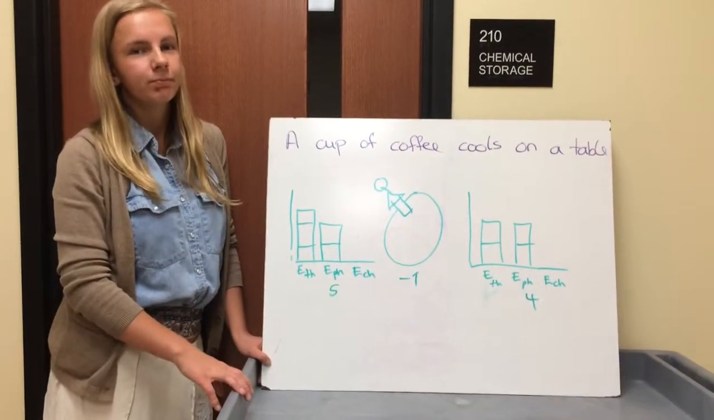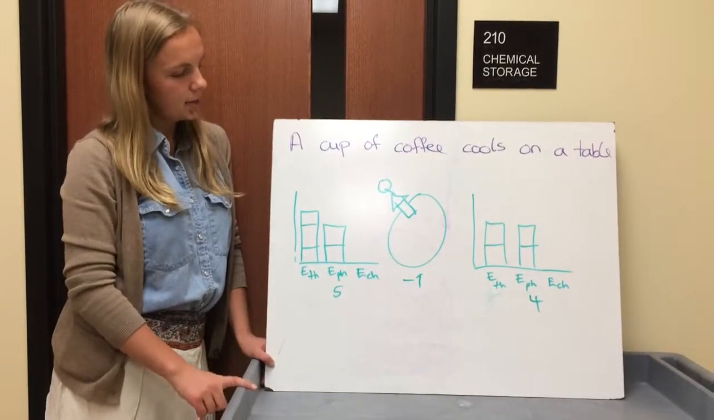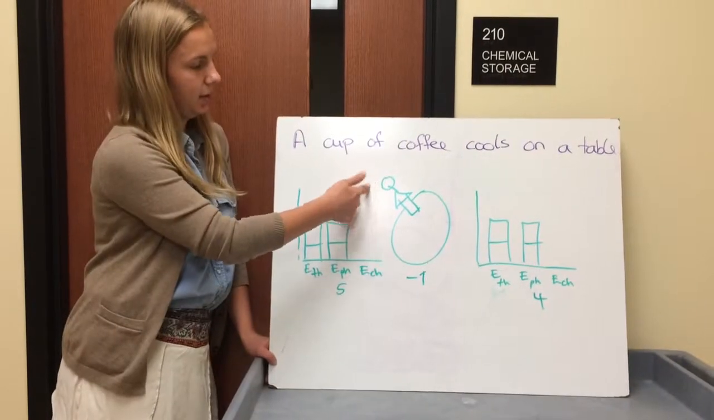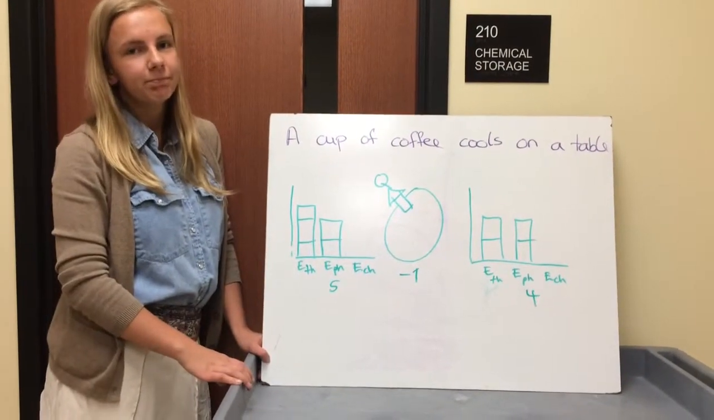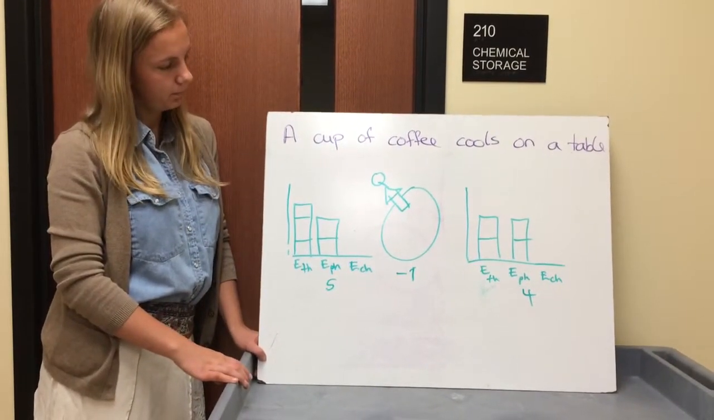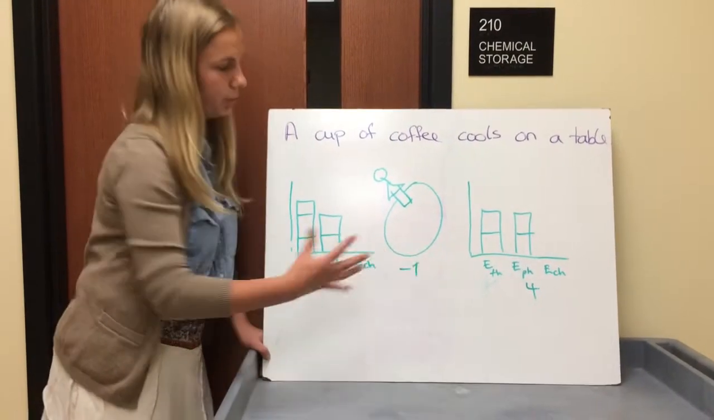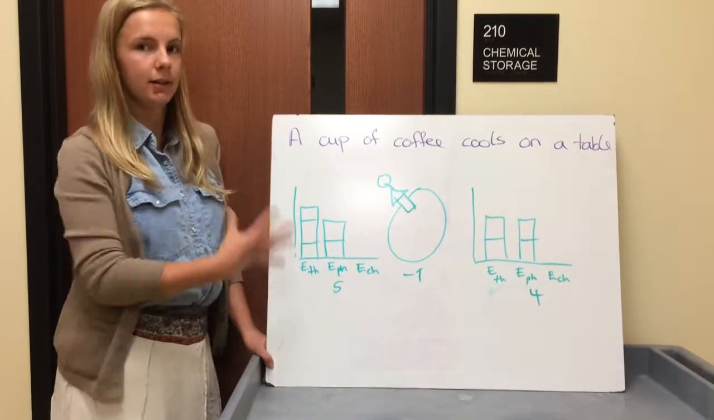Okay. Is this process endothermic or exothermic? It is exothermic because energy is leaving the system, and I'm showing that it's leaving via heating. Okay. And how does your picture demonstrate the energy is conserved? Because 5 minus 1 is 4, so energy is still conserved in the system.